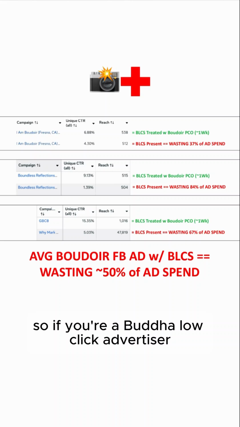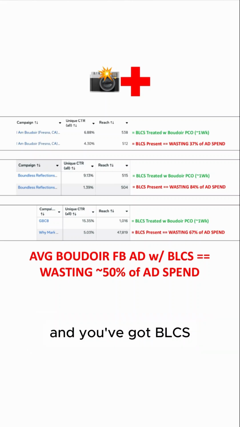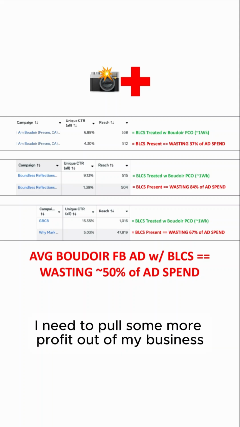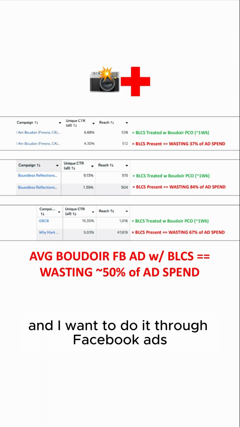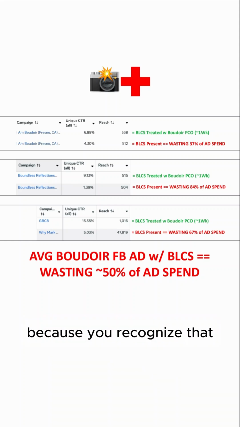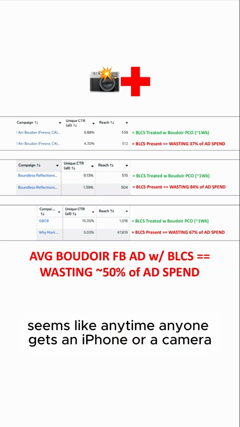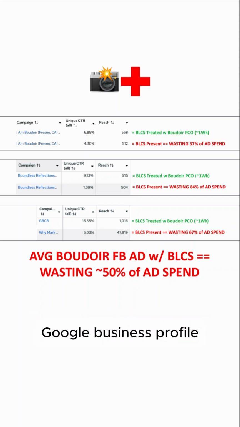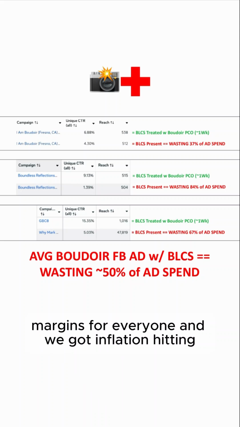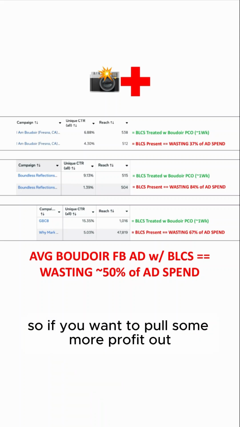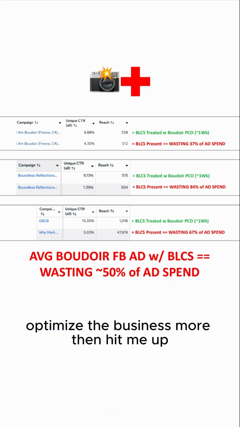So if you're a Boudoir advertiser and you've got BLCS and you've decided, hey, now's the time, I need to pull some more profit out of my business and I want to do it through Facebook ads, because you recognize that the Boudoir market's getting more and more saturated every day. It seems like anytime anyone gets an iPhone or a camera, they're throwing up their Google business profile to offer Boudoir, driving down prices and margins for everyone, and we've got inflation hitting. So you want to pull some more profit out, optimize the business more, then hit me up.